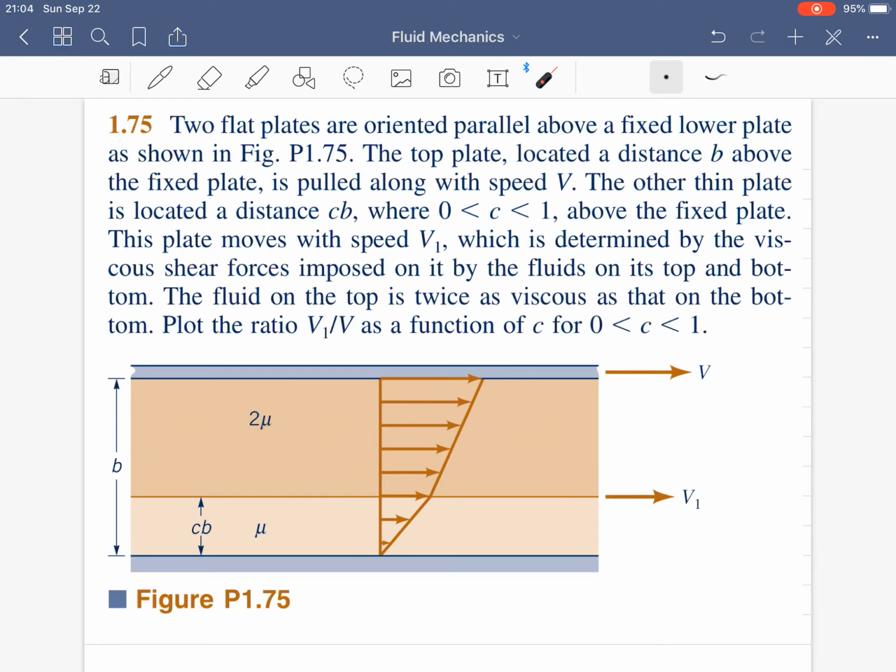The fluid on the top is twice as viscous as that on the bottom. Plot the ratio of v1 over v as a function of c for c values between 0 and 1.